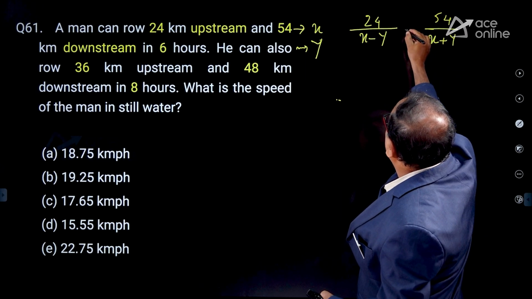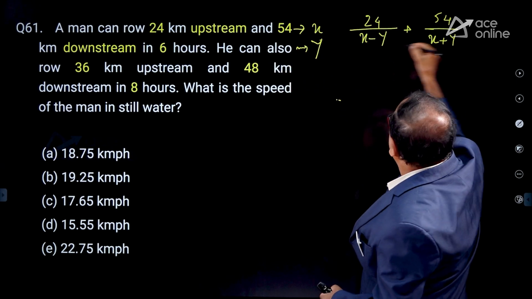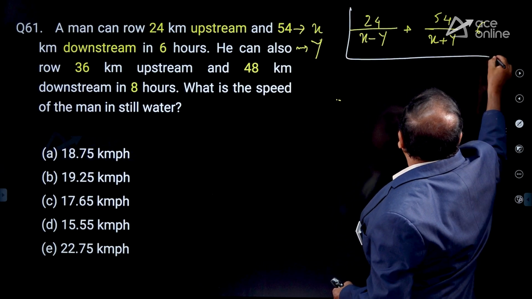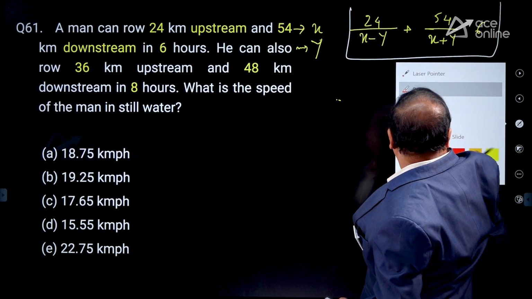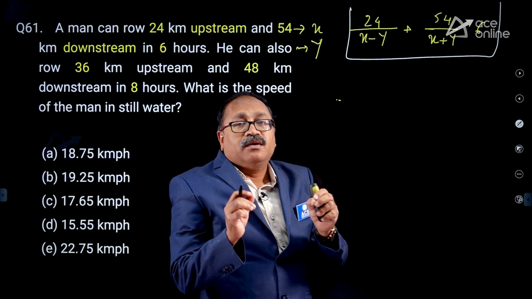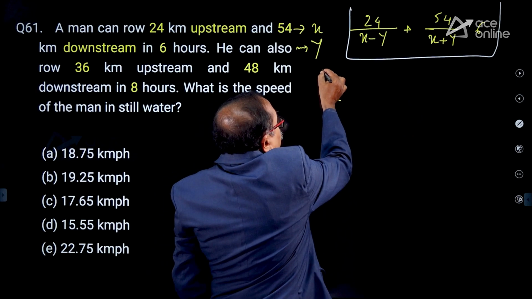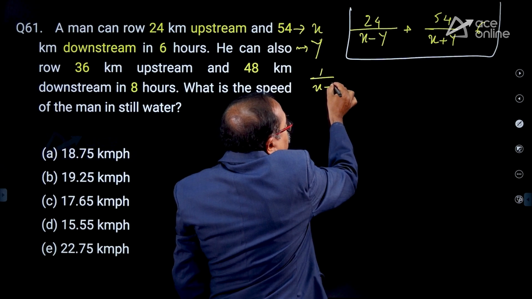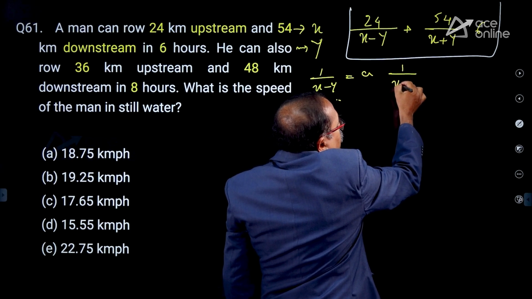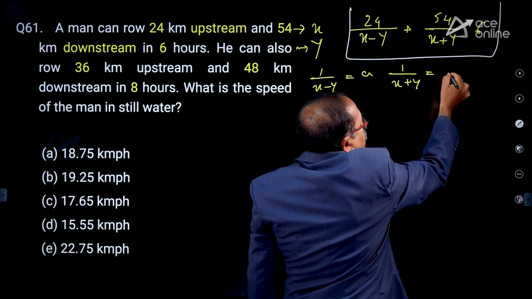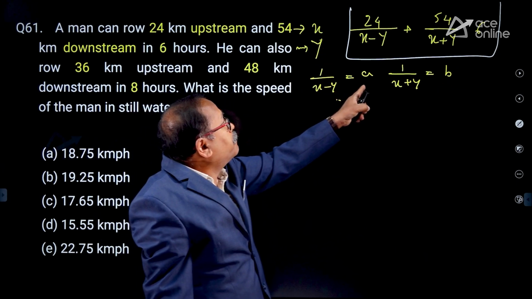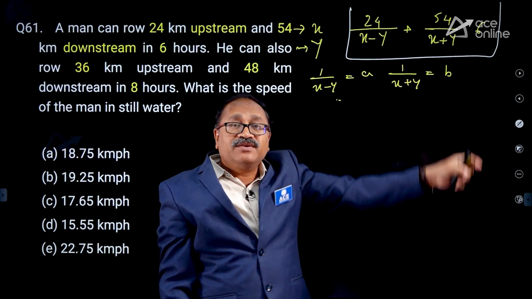We have one equation here. When you are adding this one, then what is the total time? 6 hours. So we will use this format here. We don't write this in the exam, but understand that if I consider 1 by x minus y as a, and 1 by x plus y as b, then can I write this equation as 24a plus 54b is equal to 6?